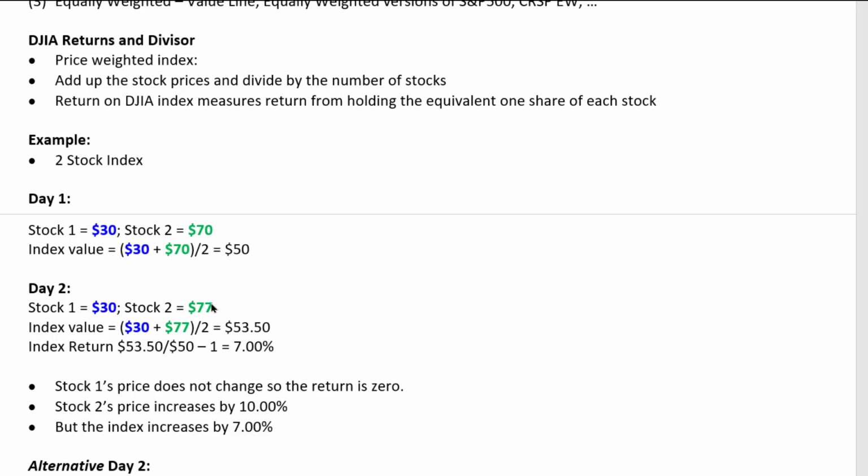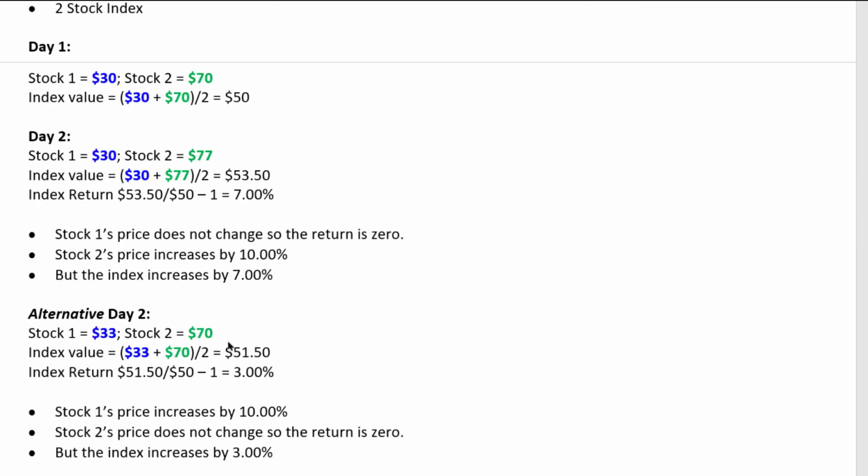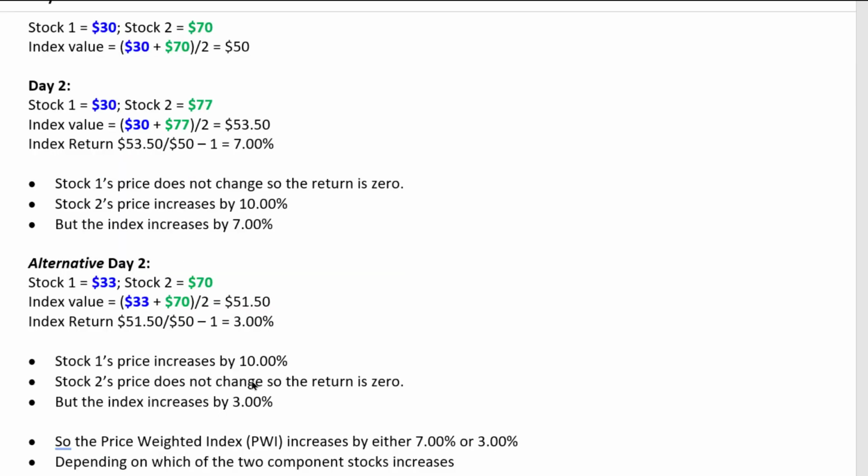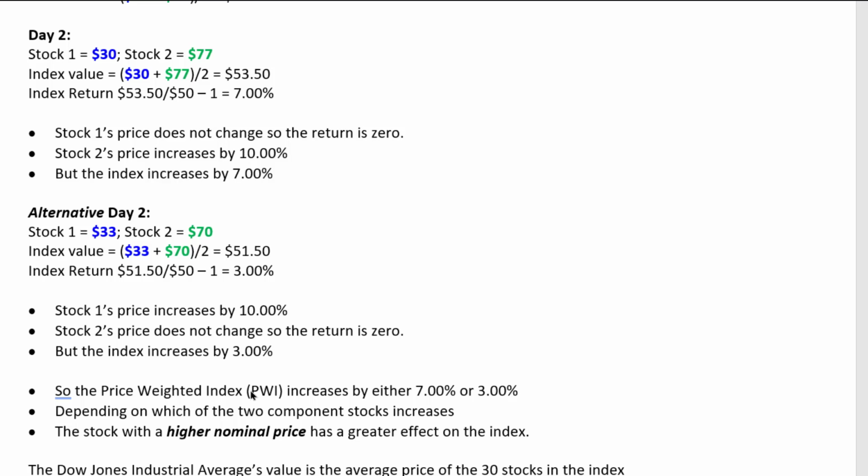by 10%. Well, it's a 10% change in one of the two components of the index, but because it has a higher price, I can see that its 10% change in price actually has a 7% effect on the index: 30 plus 77, divided by 2. But in an alternative day two, instead of stock two increasing by 10%, if stock one had increased by 10%, I can see that this stock with a smaller nominal price has a smaller effect on the index, only a 3% increase on the index.